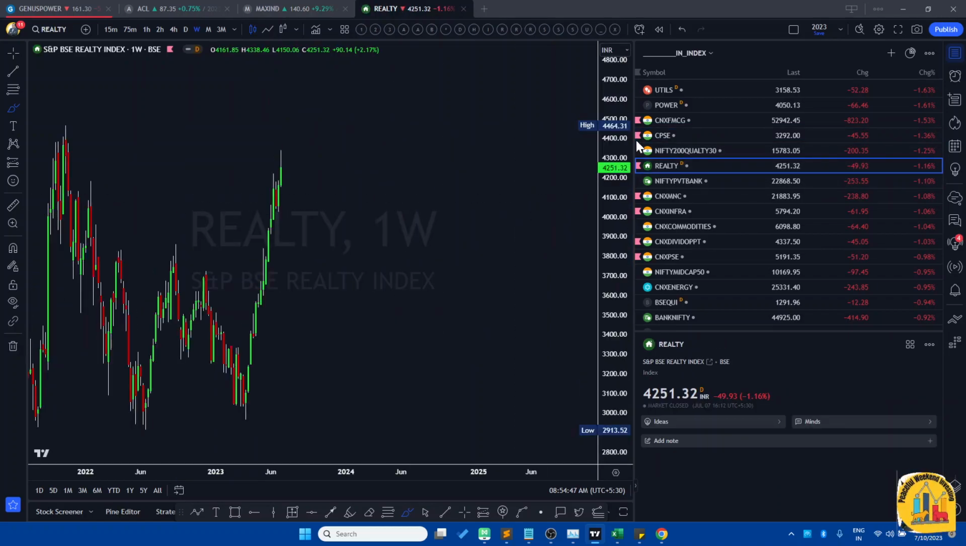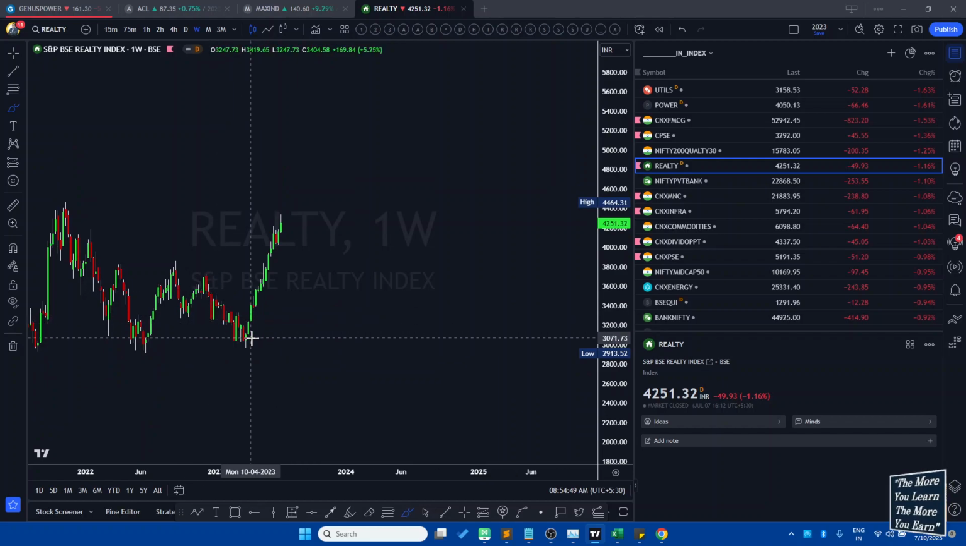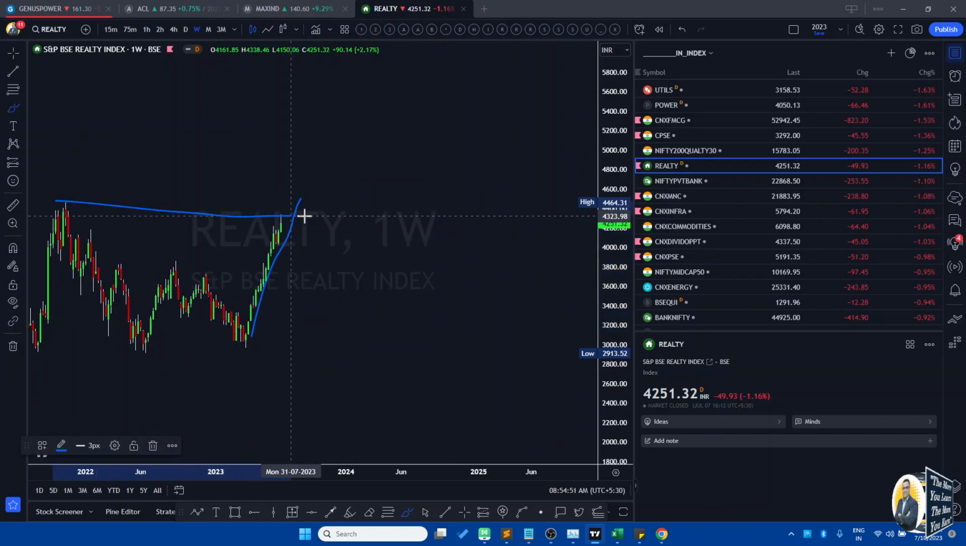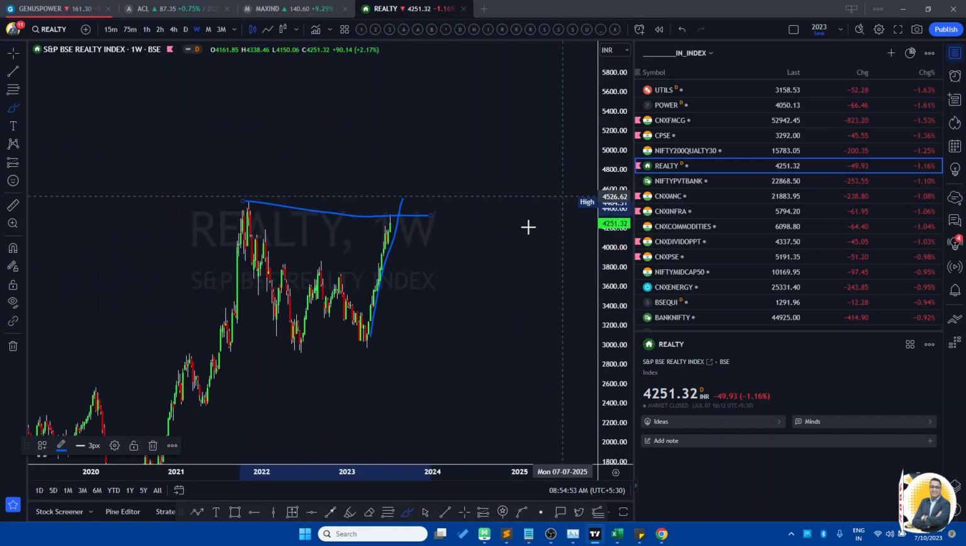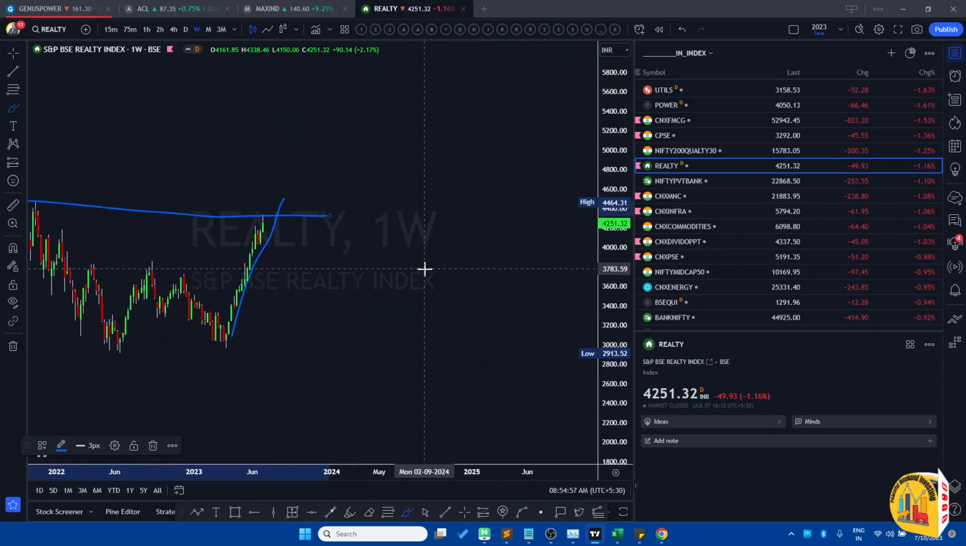Realty is another one which has given a huge leg up. Again, now it's coming to resistance, so you have to be careful. But again, this is positive for you. I'm playing this realty in a basket format, so I'm picking up some stocks which are showing some strength and trying to see. And if you check out my video on DLF, you'll probably get a very good context.